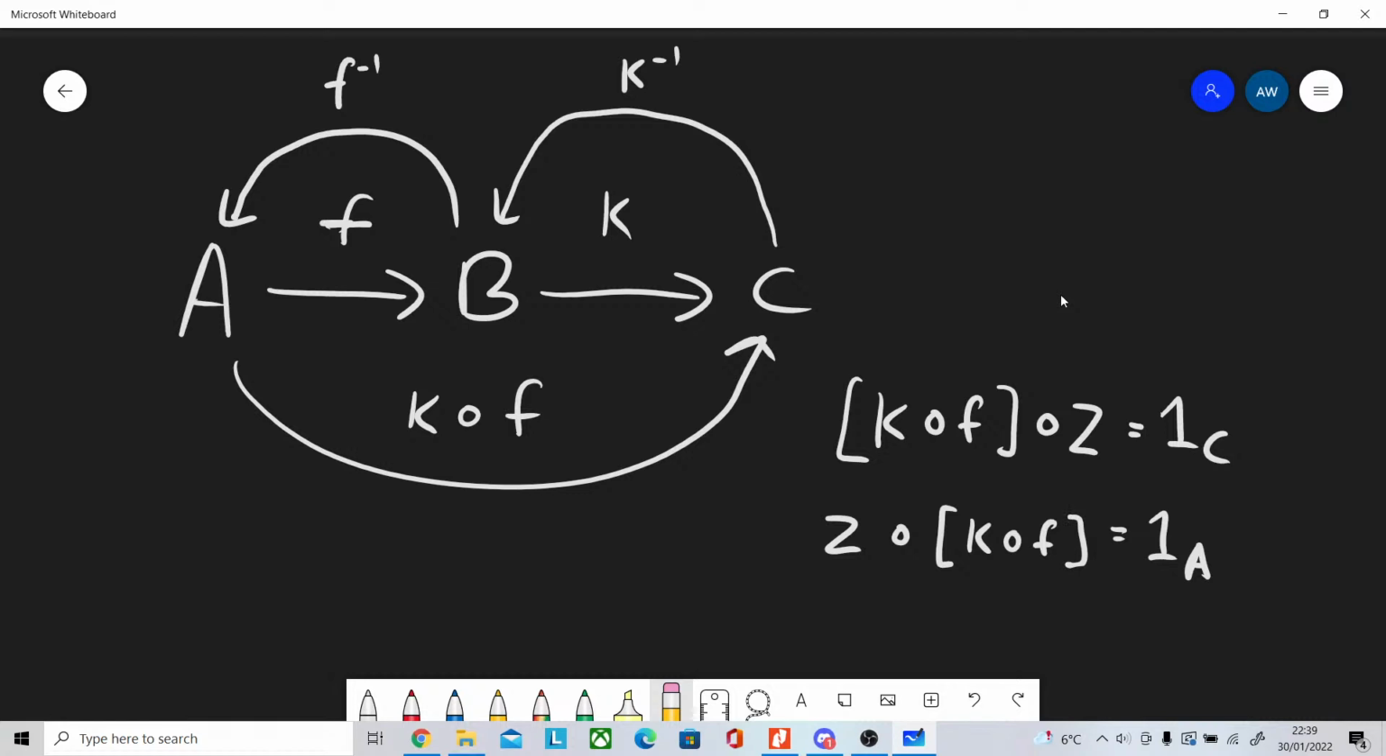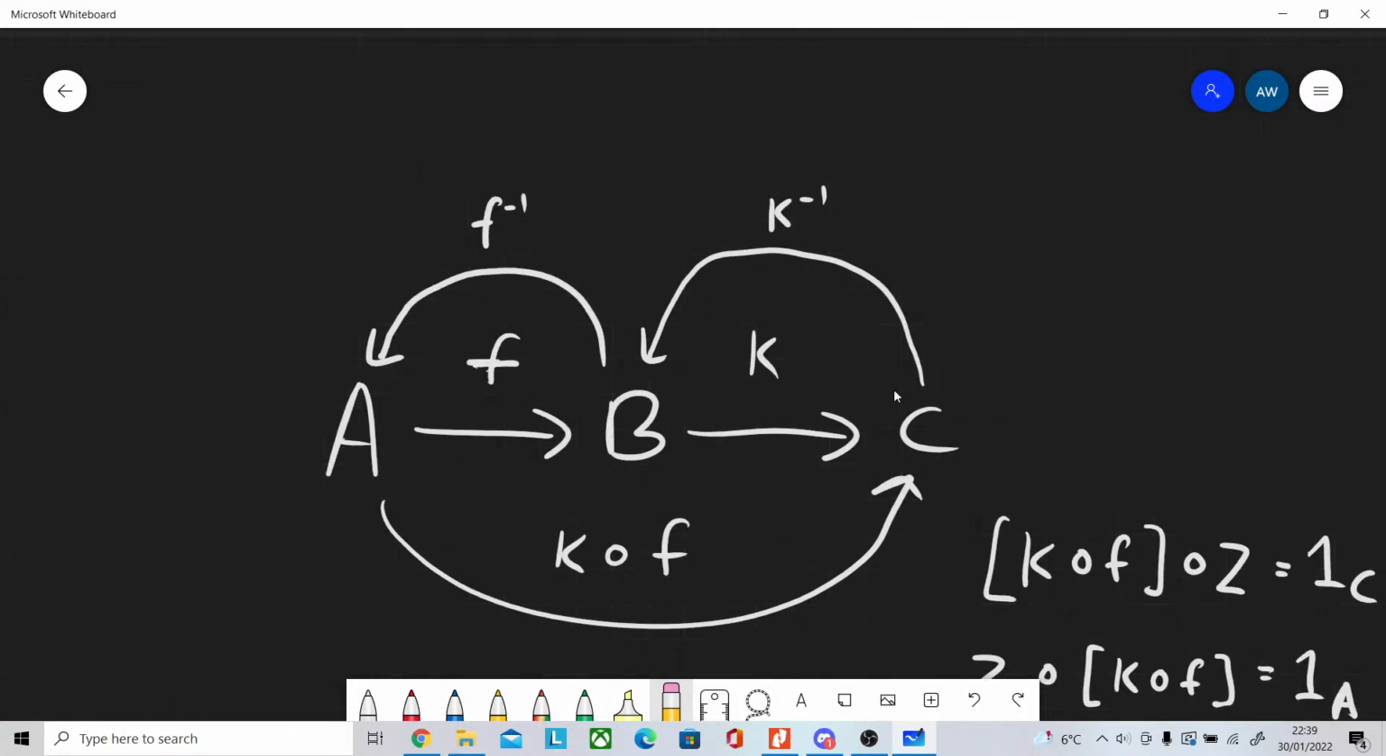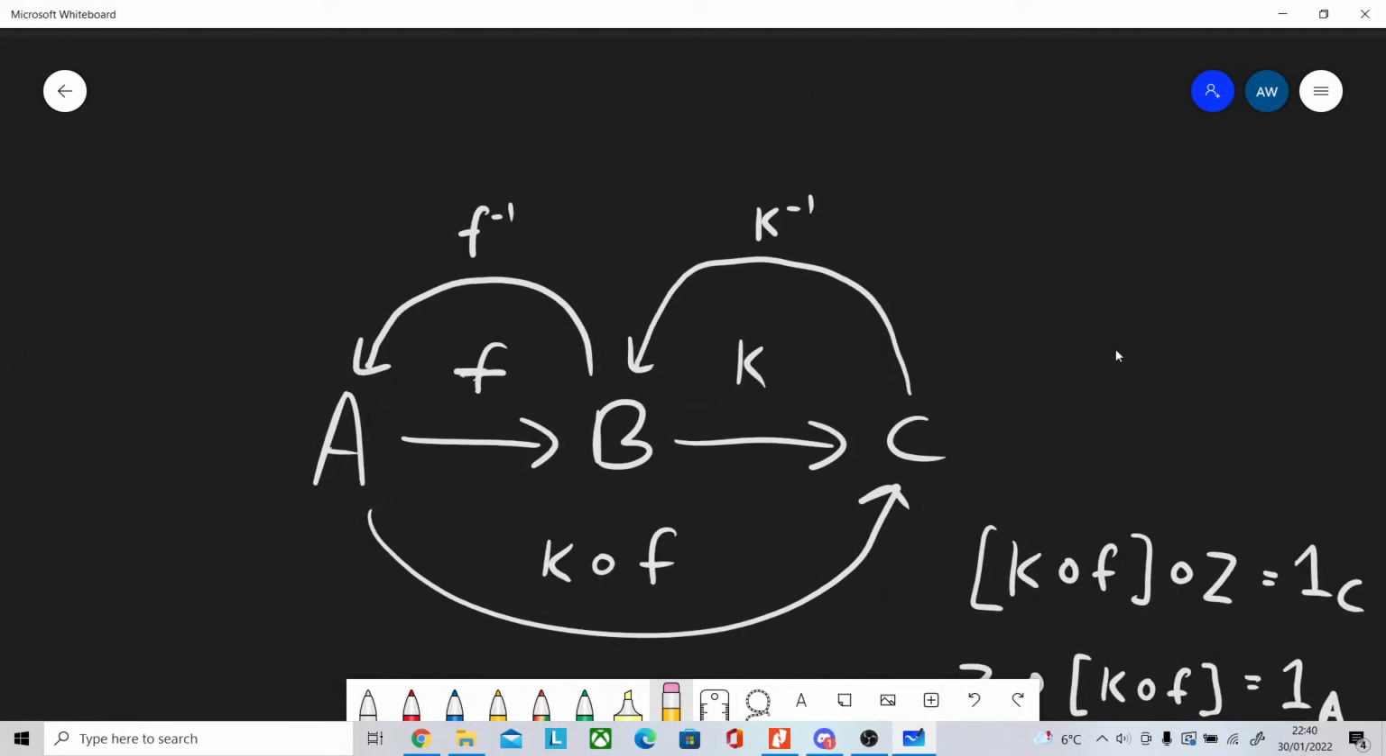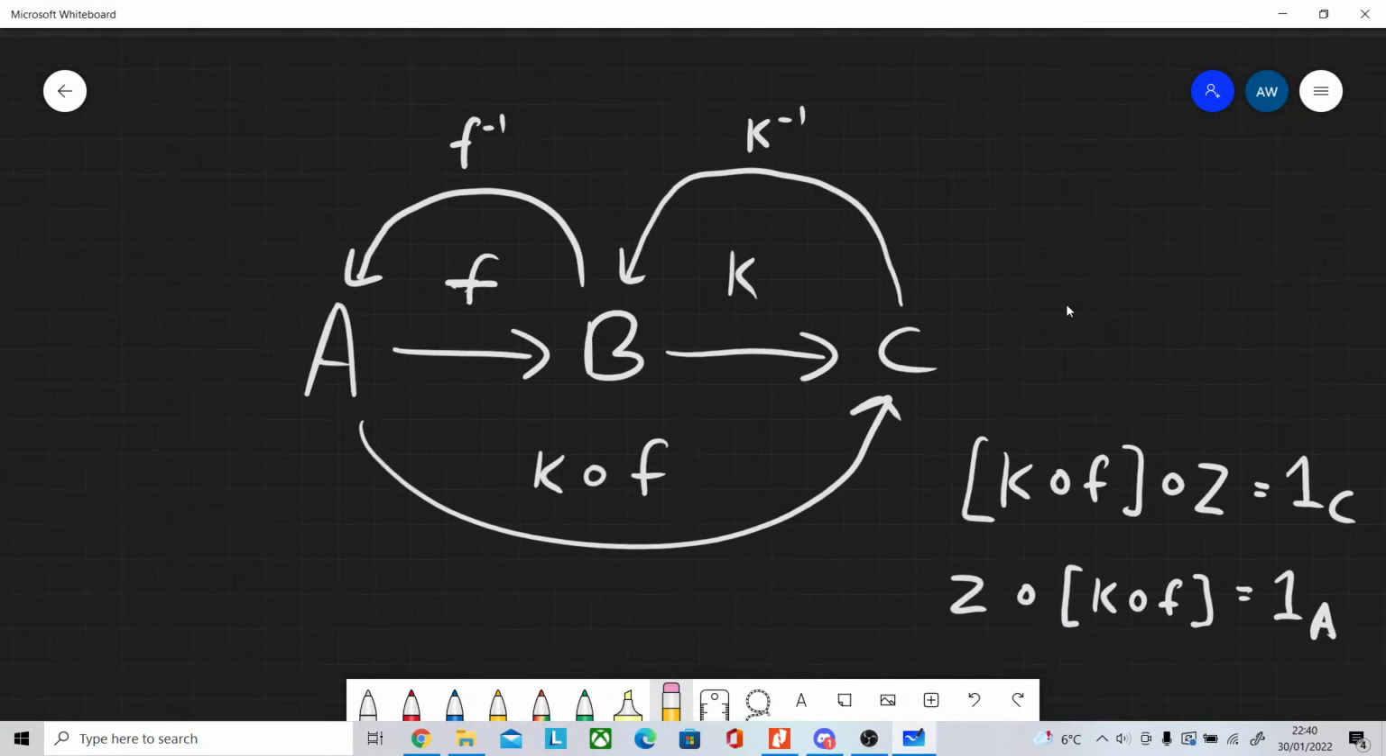So what is this Z? Well, look at the diagram over here. How can we construct a mapping from C to A based on the information that we already have? Well, we have an arrow that goes from C to B and an arrow that goes from B to A. What if we compose these arrows together? Then we'll get the mapping from C to A, and maybe that will work as the Z that we're trying to look for.